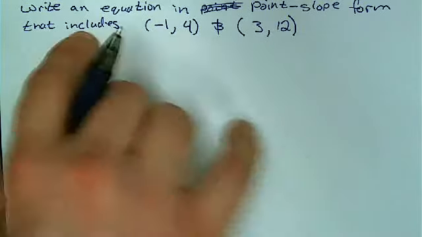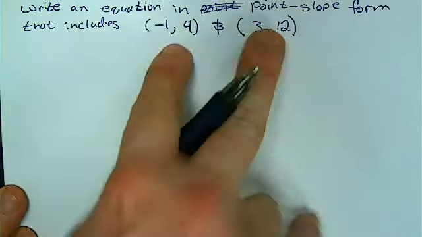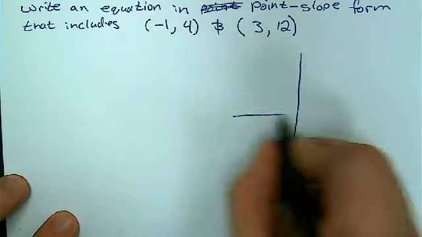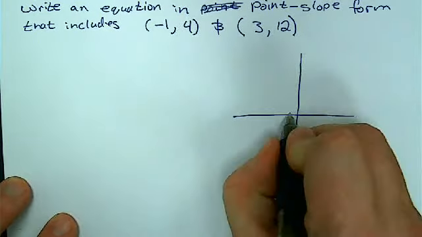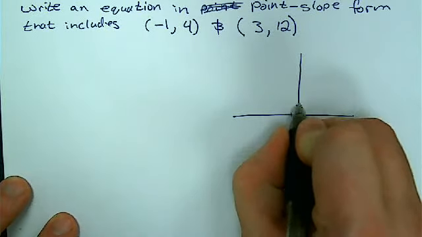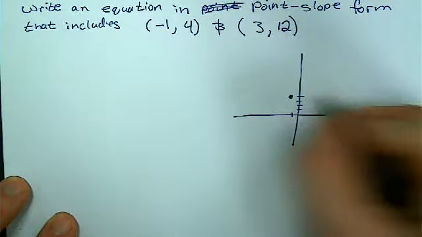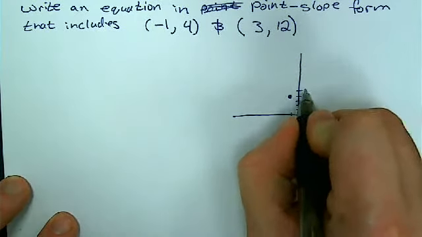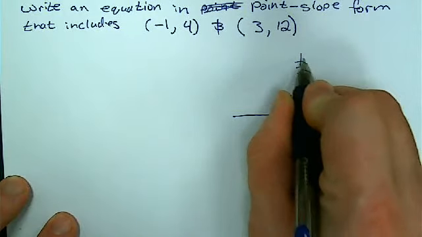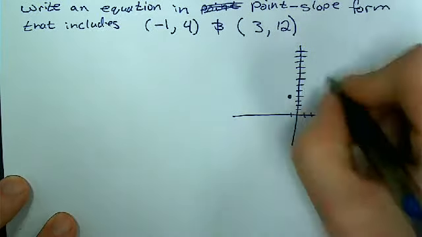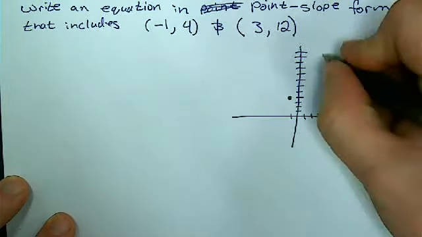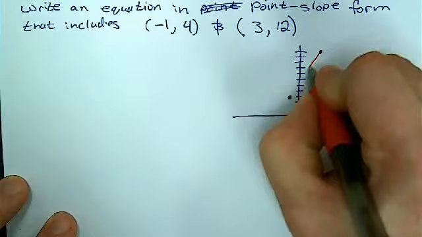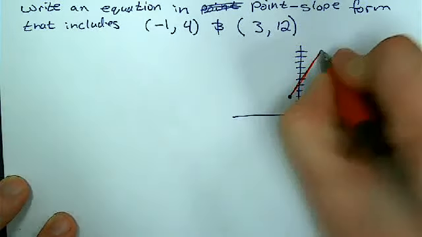So the goal is, again, point slope form. Here are my 2 points. To help get a feel for what I'm doing here, negative 1, 4 is going to be 1, 2, 3, 4. That's right here. 3, 12 is 1, 2, 3, 4, 5, 6, 7, 8, 9, 10, 11, 12. It's right here. So there's the segment I'm talking about between those 2 points.